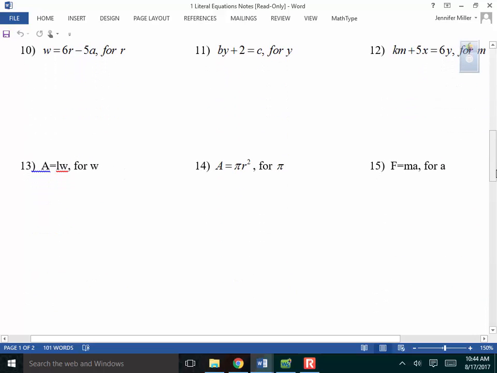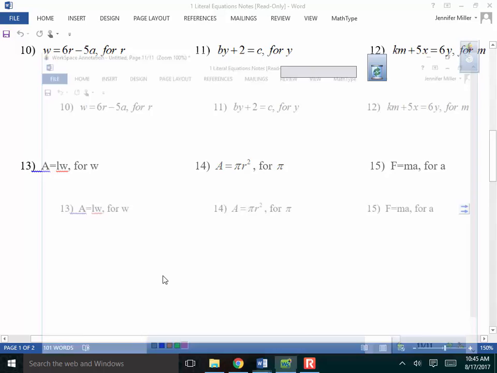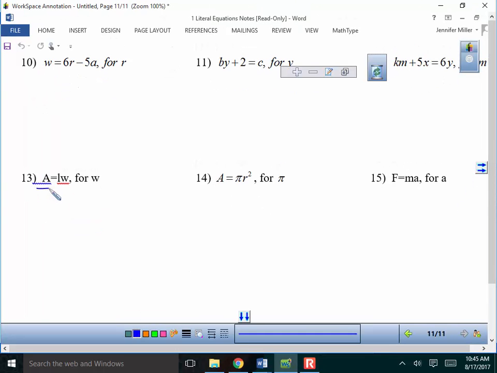Okay, look at number 13. Guys, that's not a 1, that's an L. This is a formula. It represents area equals what? Length times width, right. So it asks us to solve for W. How do we get W alone? It's an L. Divide both sides by L. I'm going to write it like this so we can tell. Divide by L, divide by L. These L's cancel, and that leaves us with what? A divided by L equals W. Very good.